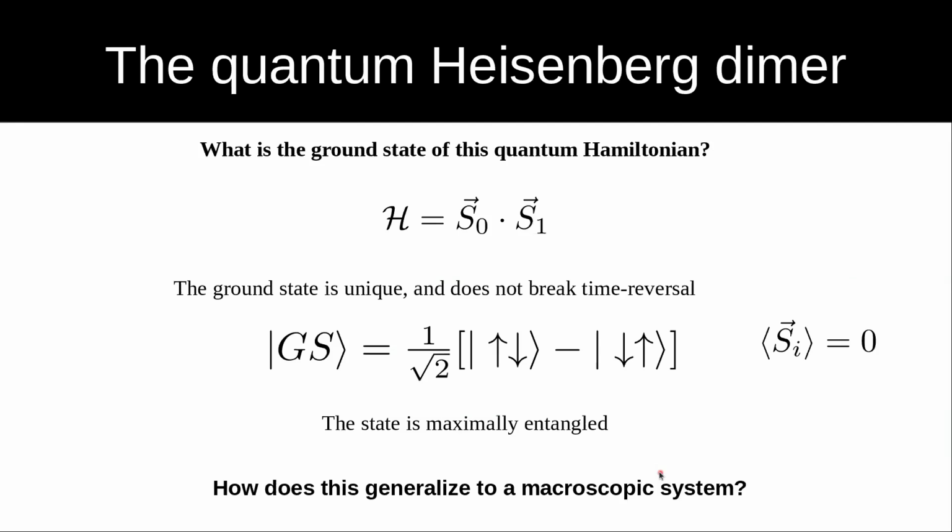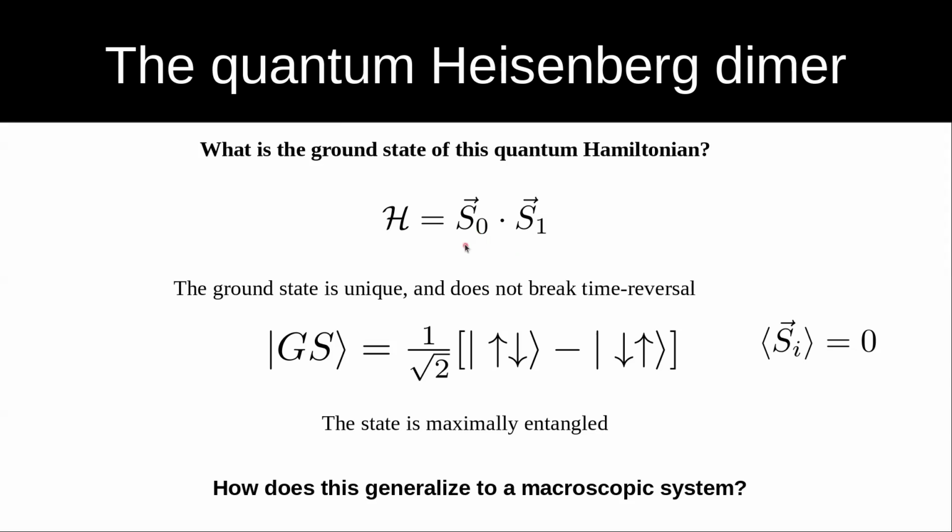Okay, and now let us go a little bit more into detail of why quantum many-body Hamiltonians are so challenging in general. So let us start with the simplest quantum many-body Hamiltonian, which is just a Heisenberg dimer. So we have two sites, site number 0 and site number 1, and we have an antiferromagnetic coupling between them that here we take as 1.